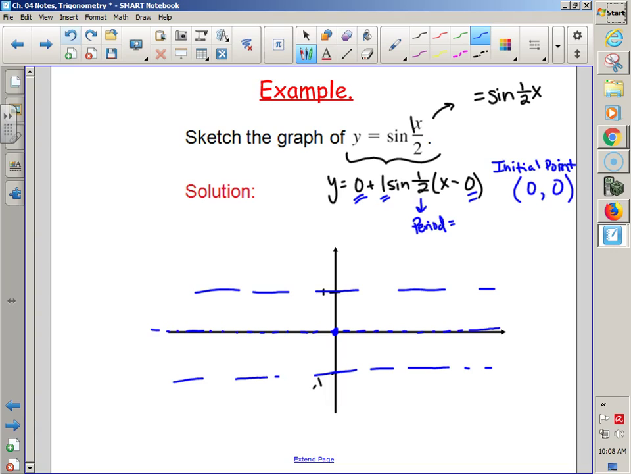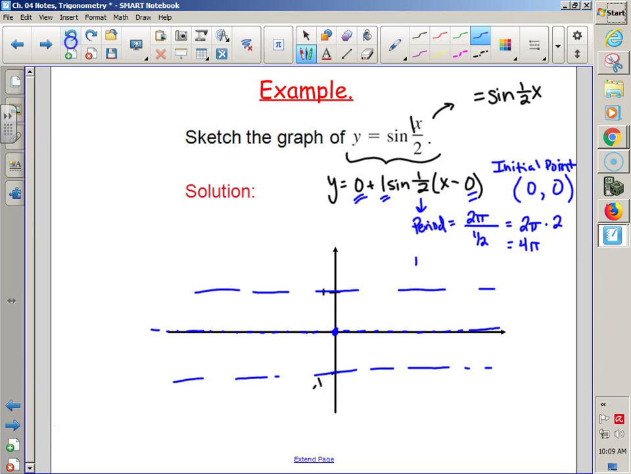So, Jordan, I think you said 2 pi over b, right? What's another way of thinking about it? 1 over b, or the reciprocal times 2 pi. So I could do 2 pi times 2. Does that make sense? If I divide by 1/2 and multiply by 2. So what's my period?